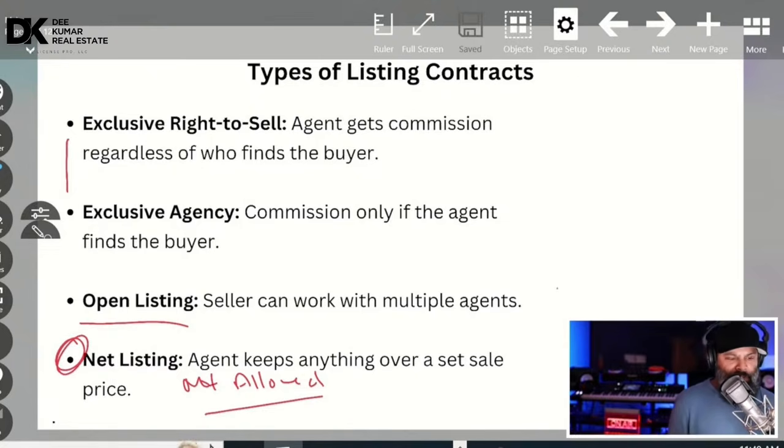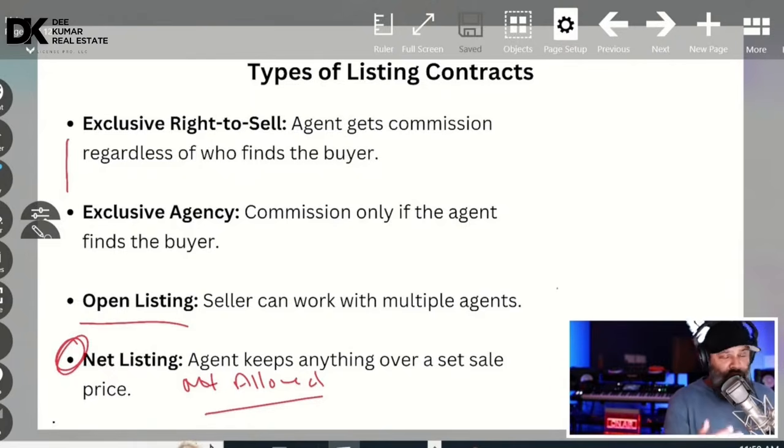Now, the exclusive right to sell and the exclusive agency, you want to know the difference between these two. And then we have something called an open listing. With open listings, the seller can work with multiple agents, first come, first served. Whoever can rent my unit first will get the commission. That's how an open listing works. Many times in areas that do a lot of rentals and get commissions for those, you'll see rental agents and landlords work with the open listing capacity. You'll also see many times that the landlords will work exclusively.